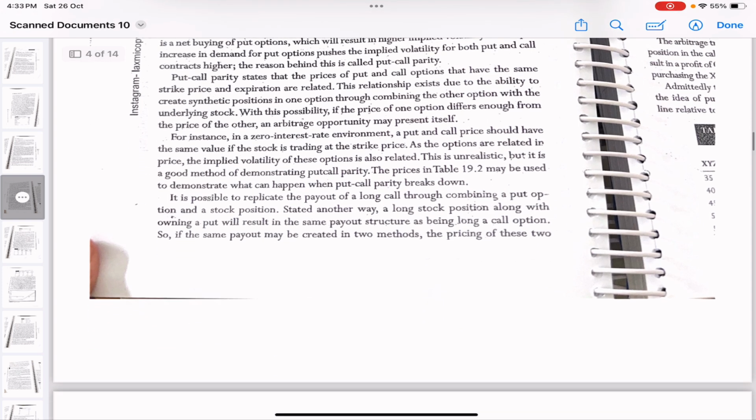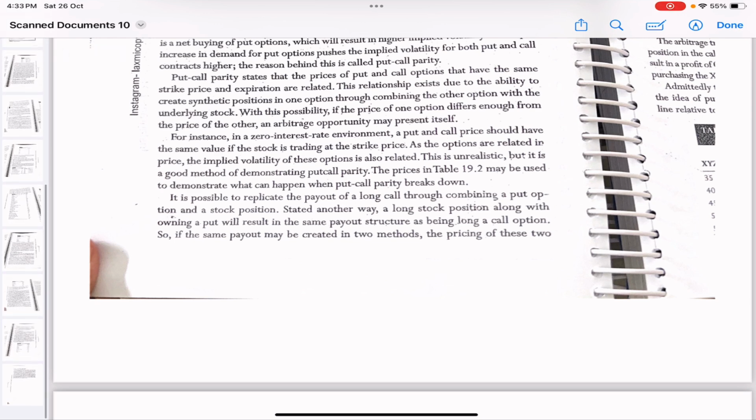Okay, even though we do know what put call parity is, we'll still just go through it. Put call parity states that the prices of put and call options that have the same strike price and expiration are related. The relationship exists due to the ability to create synthetic positions in one option through combining the other option with the underlying stock. With this possibility, if the price of one option differs enough from the price of the other, an arbitrage opportunity may present itself. For instance, in a zero interest rate environment, a put and call option should have the same value if the stock is trading at the strike price. As the options are related in price, the implied volatility of these options is also related.